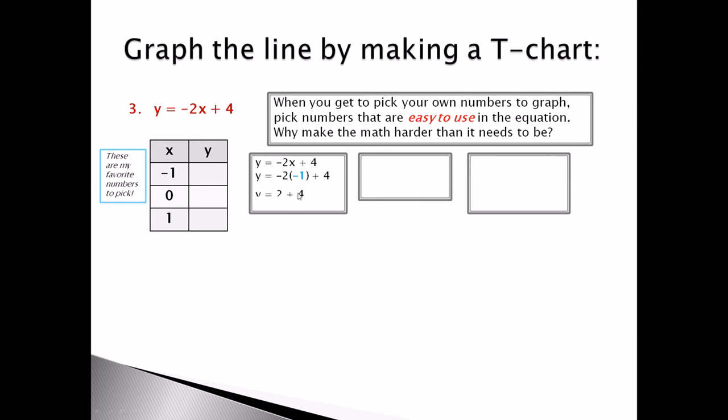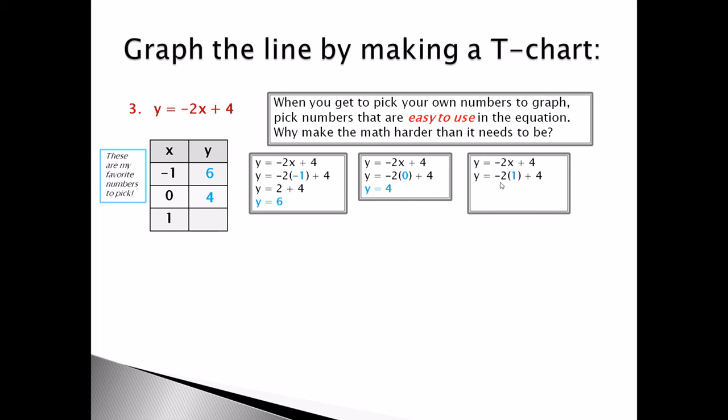-2 times -1 gives me +2. 2 plus 4, 6. Let's do it again with a 0. Put in 0 right here. I love this one because I know how to multiply by 0. So -2 times 0 is 0, so y equals 4. It's like, I don't even have to do work. That's why I picked these numbers.